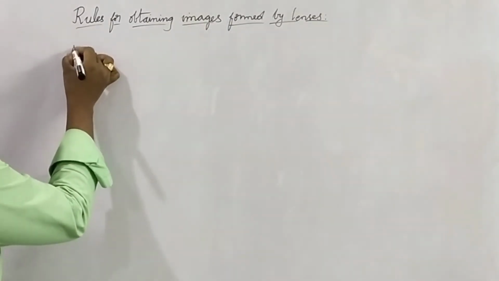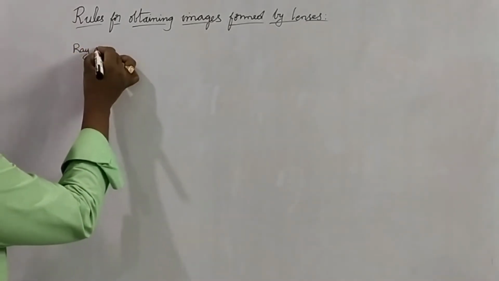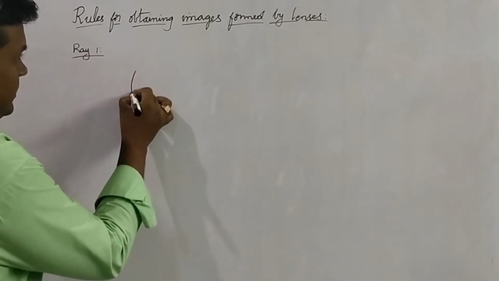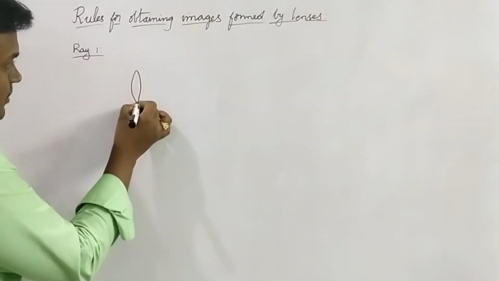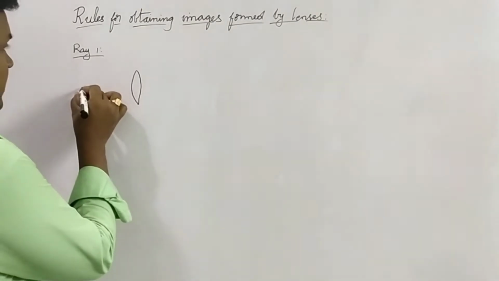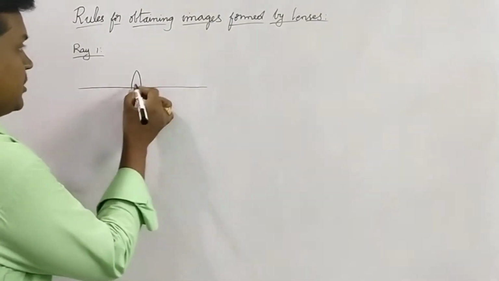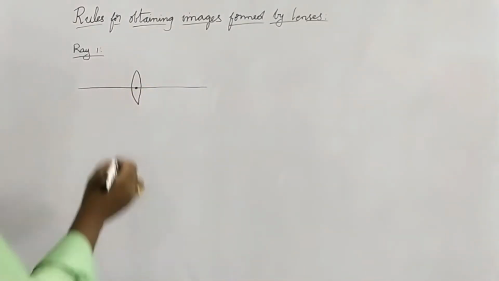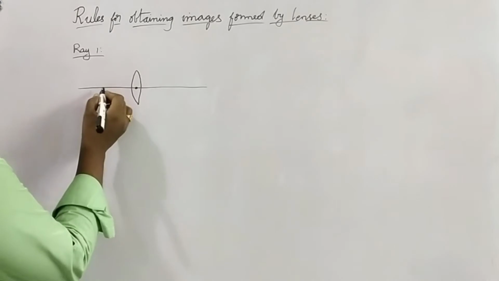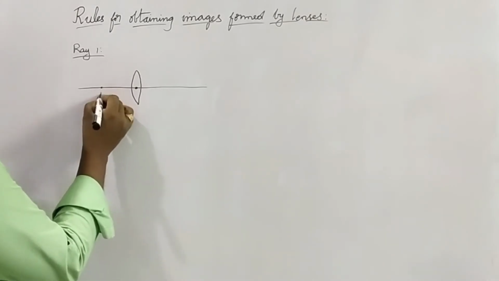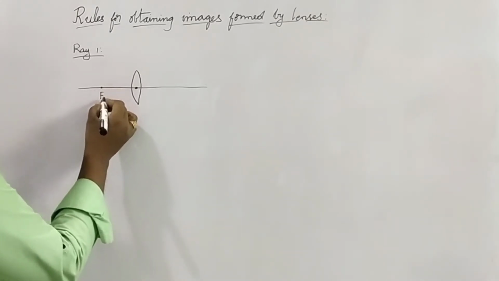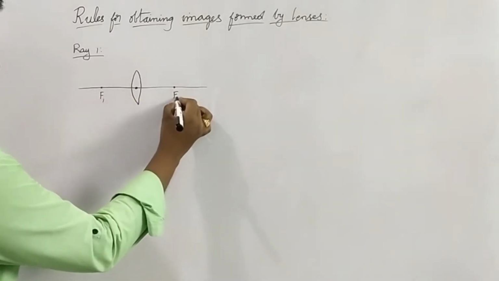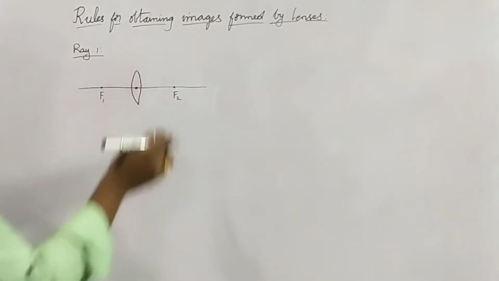Coming to ray diagram 1, first I am considering a convex lens, and we know that this is the principal axis and the center point is called the optical center, and this is the principal axis. Here we can consider a focus of the lens, that is f1, and this is the focus of the lens f2, first surface, second surface.